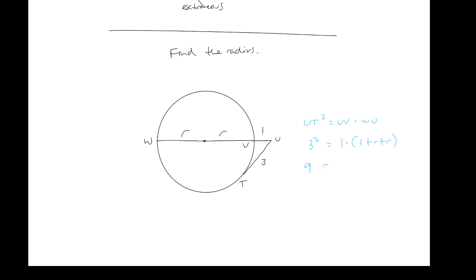Or 9 is going to be equal to 1 plus 2R. Subtract my 1 from each side. So 8 is going to be equal to 2R. So my radius is going to be equal to 4. And that's it.